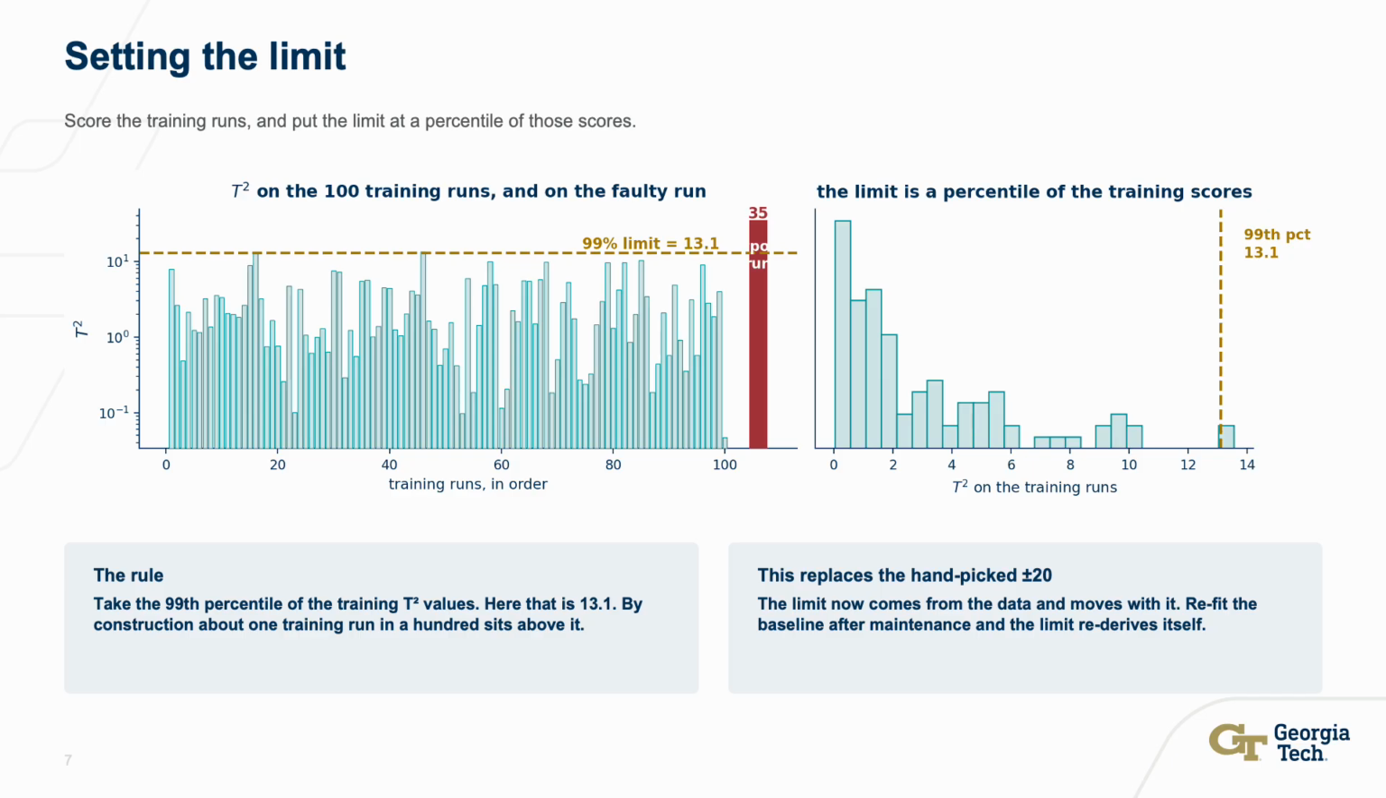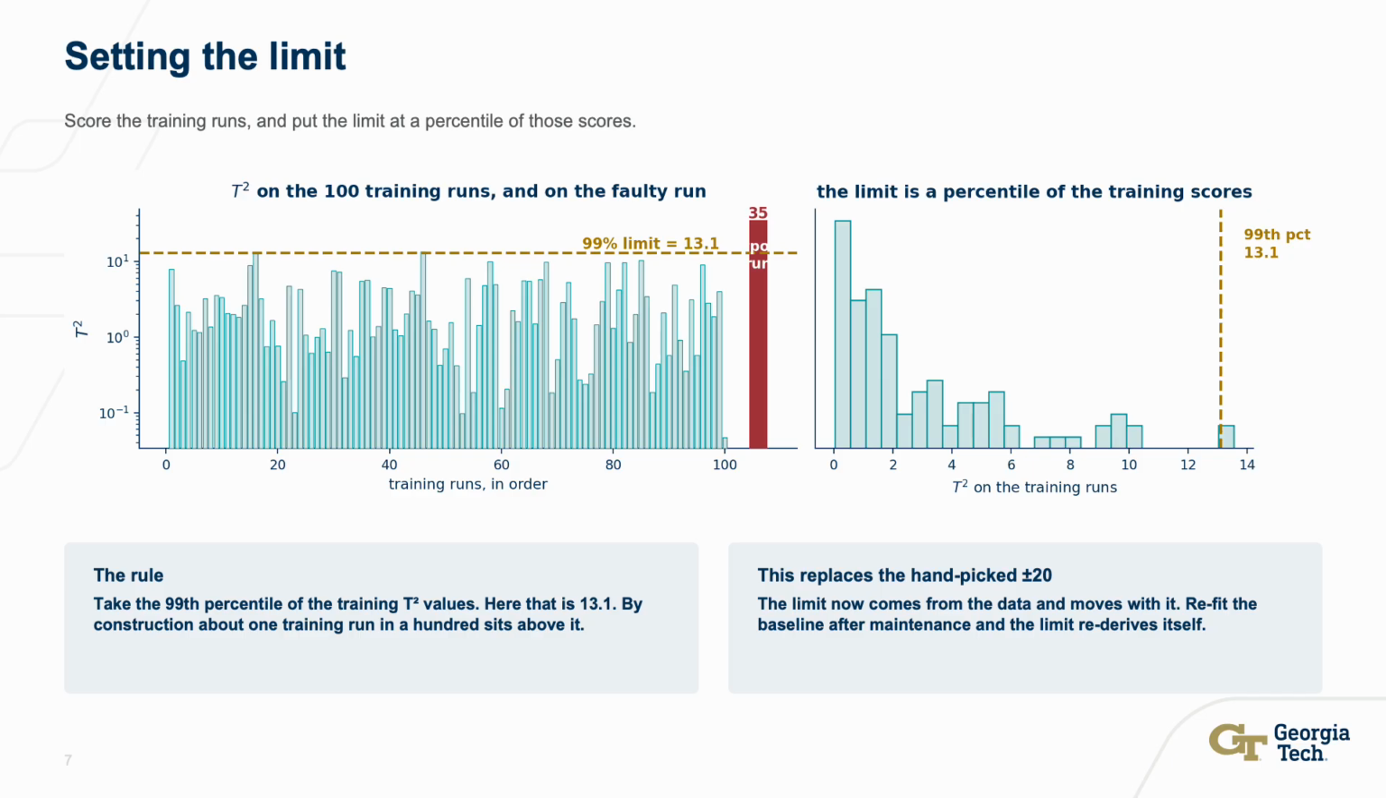This slide also retires something. The plus or minus 20 from lecture 1 is gone. The limit now comes from the data, and if you refeed the baseline after maintenance, the limit derives itself with no human in the loop.